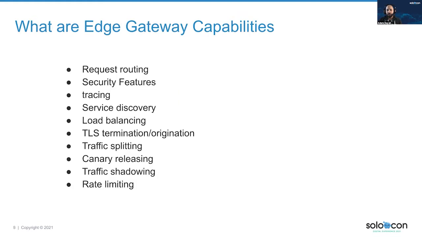Now, in terms of edge capabilities, the gateways offer request routing, so obviously you can route to different types of services. You can have security enforcement, like having security policies. You can have tracing, collecting metrics, and TLS termination, canary release, and, for example, rate limiting to secure your gateway and your traffic.